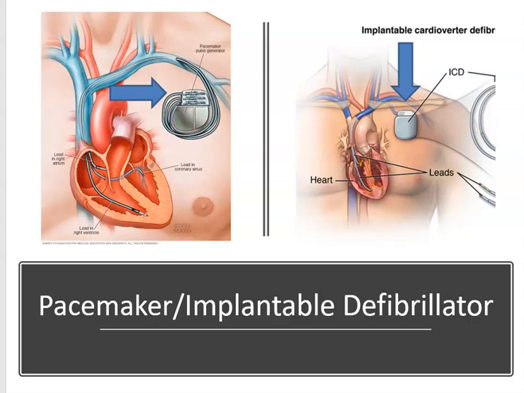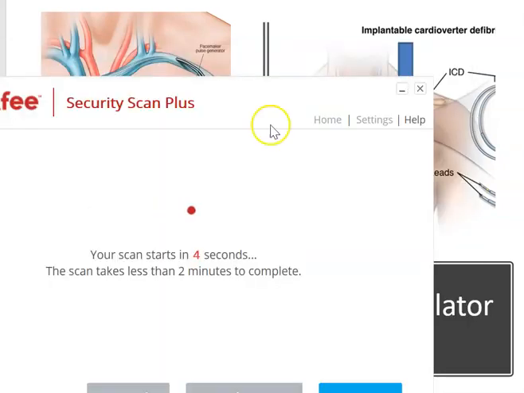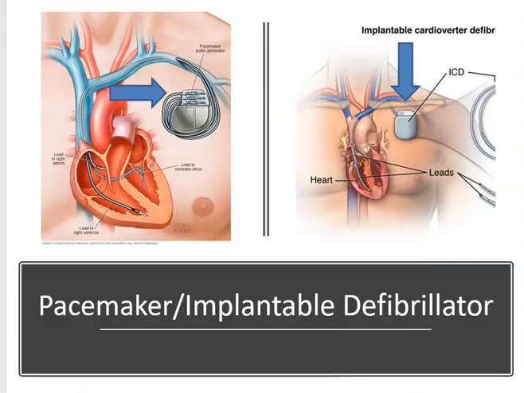A dual chamber pacemaker, you notice I keep saying the word chamber. The heart has four chambers, the upper and the lower, so the atria and the ventricles. In a dual chamber pacemaker, the leads or electrodes are positioned to carry impulses to the right ventricle and the right atrium. This really helps control the timing of contractions between those two chambers.